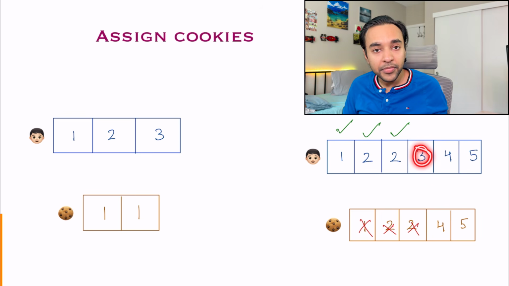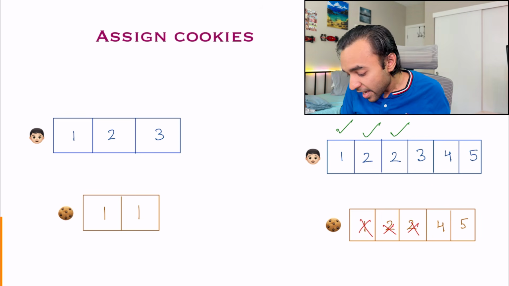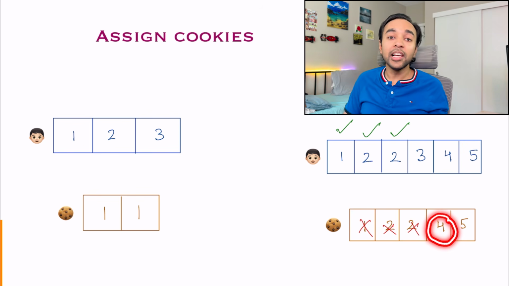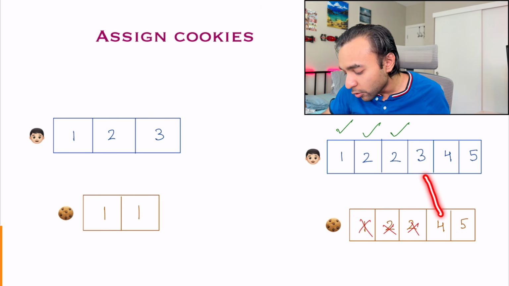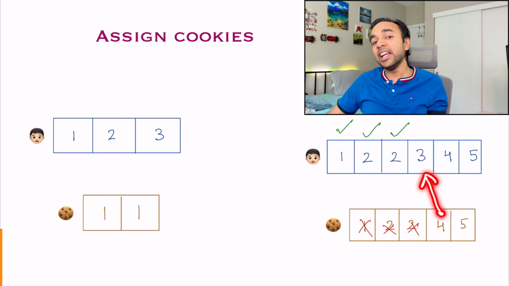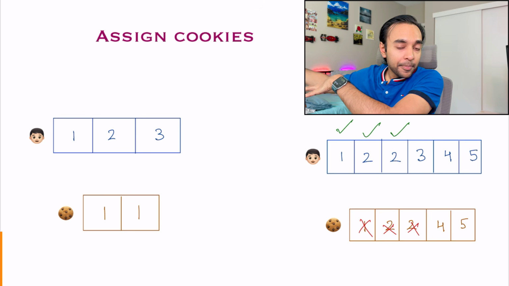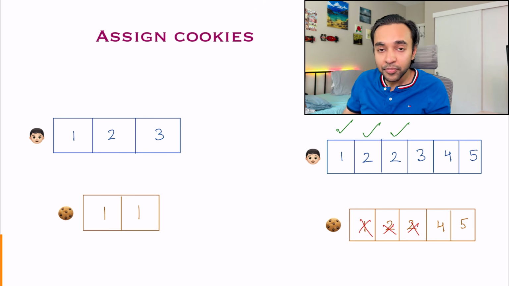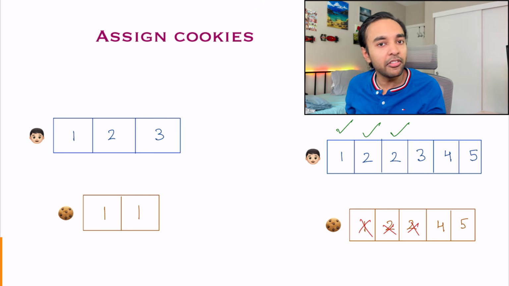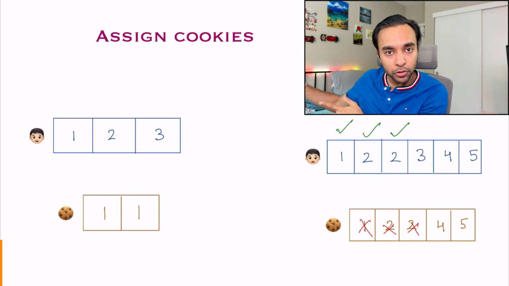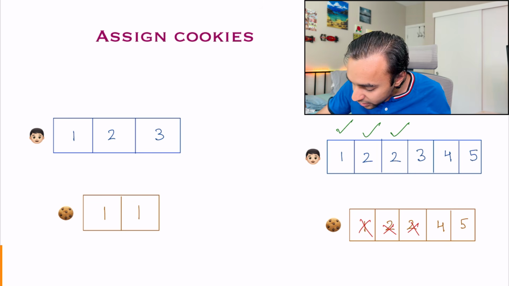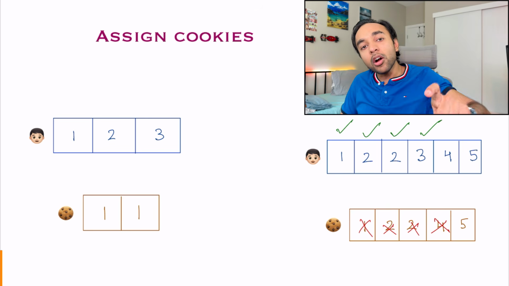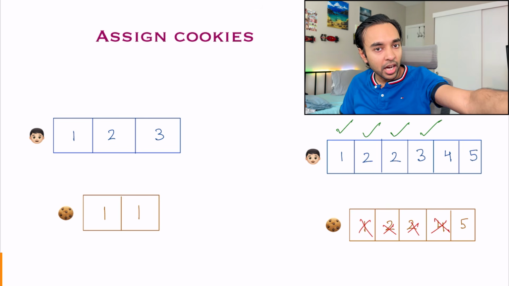Look at this next child. He has an appetite of 3. And I have a cookie available that is of the size 4. So what do you do? Do you give this cookie to this child or do you skip this child and maybe wait for another child? My greedy criteria says that if I have a cookie available, just give it to the child and then we'll worry about the future. So what I'm going to do is I give this cookie to this child and now this child is happy. Notice that I am done with this cookie.